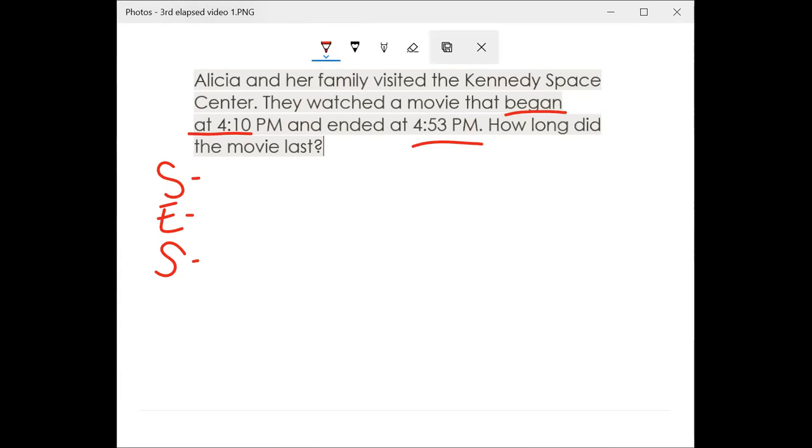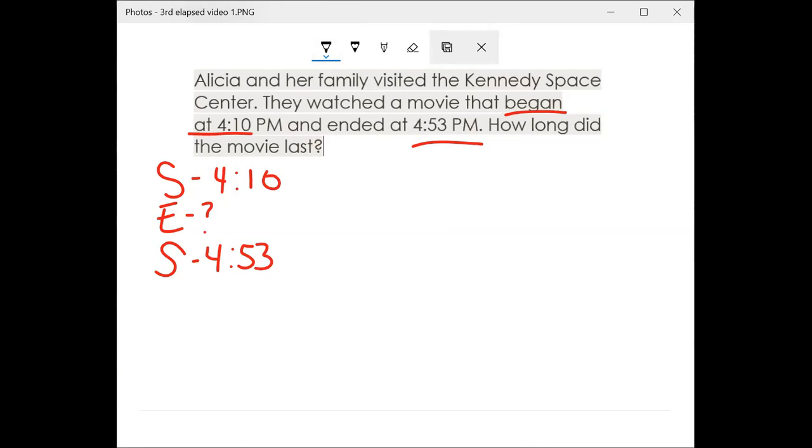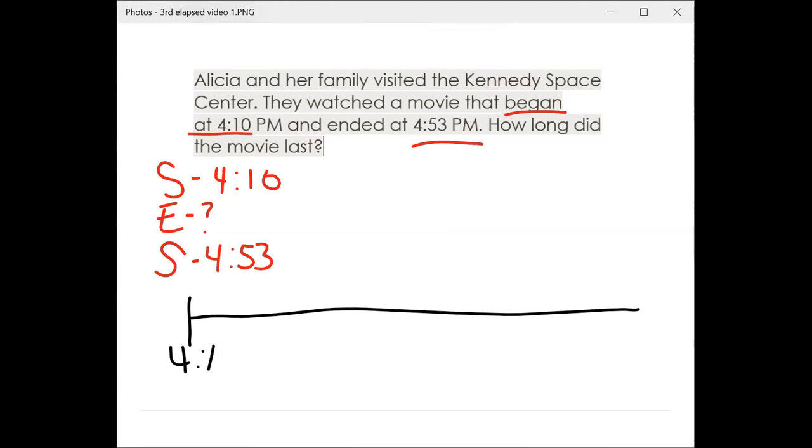So in this problem, I know that the movie started at 4:10. So I'm going to put that in here. It started at 4:10. Okay? It stopped at 4:53, which means that I need to find the elapsed time. So this is kind of interesting. On my number line, I have the start time, which is 4:10, and I have the stop time, which is 4:53.